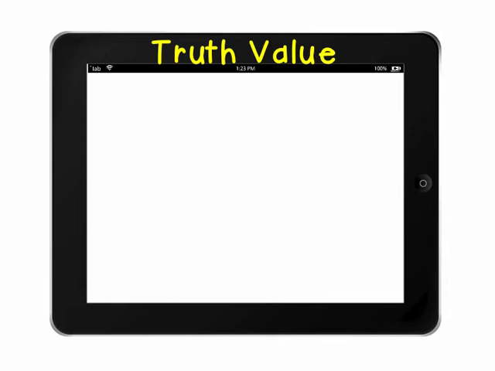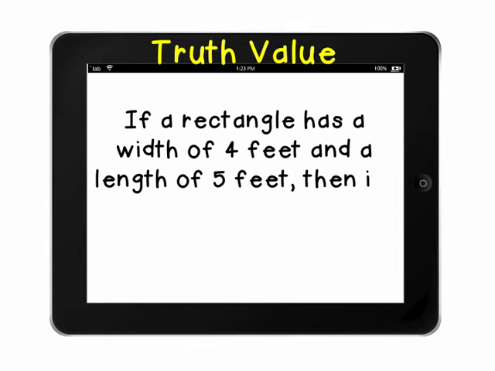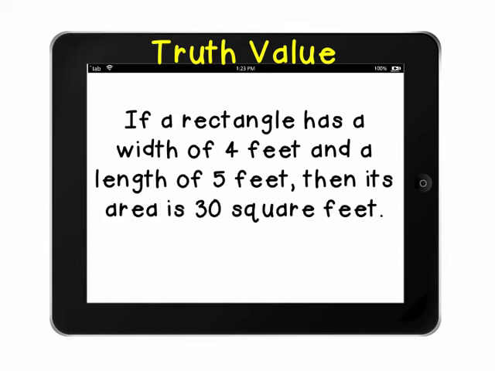To determine the truth value of a conditional statement, sometimes we can just use our intuition, but other times we really need to get technical with what we mean by truth value. Now here's an example. My intuition tells me this is false. If a rectangle has a width of 4 feet and a length of 5 feet, then its area is 30 square feet. But let's prove using logical reasoning why this is false.